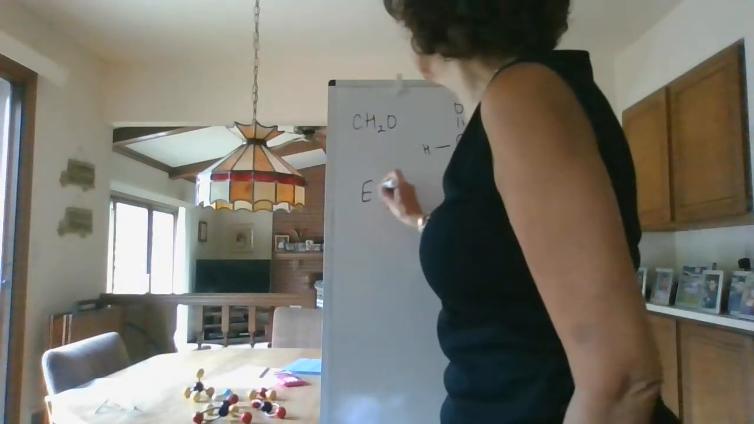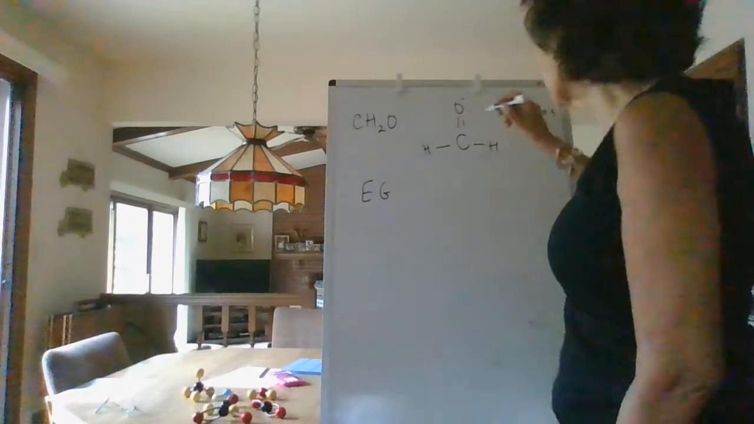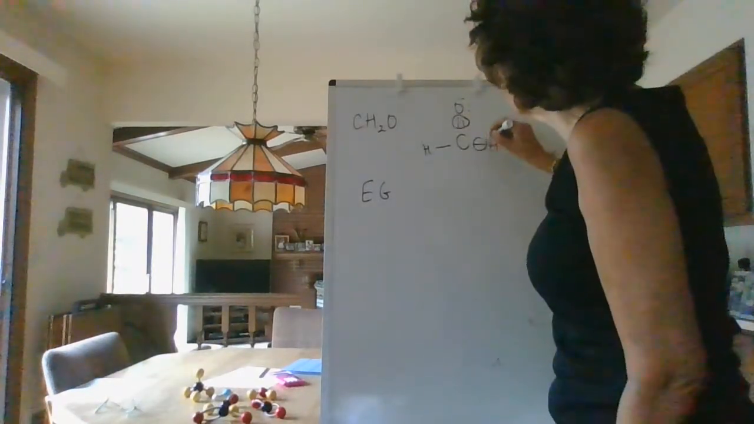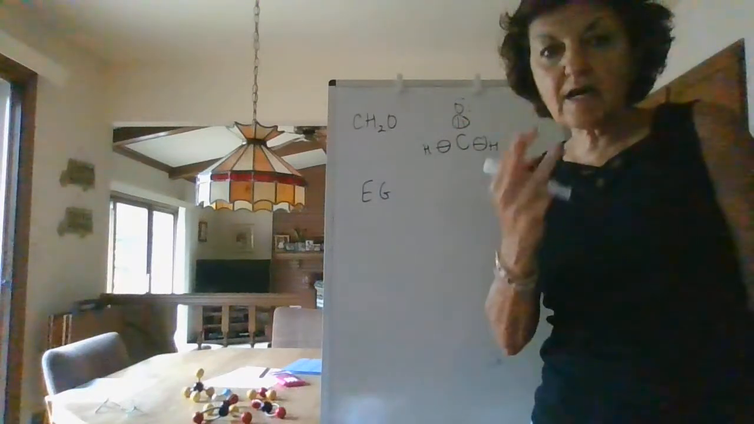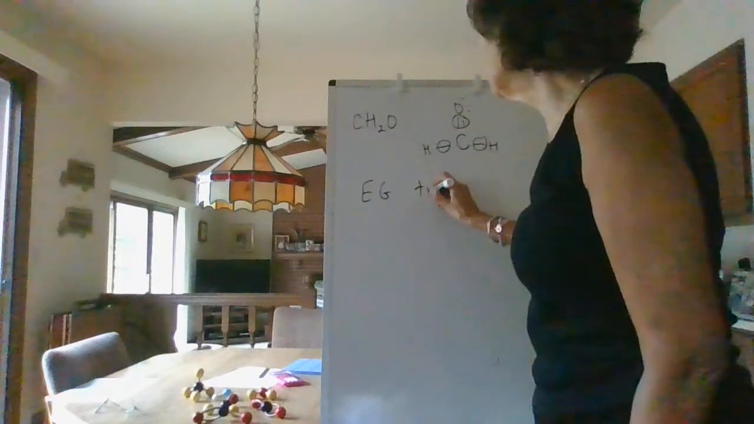All right, so let's go ahead and do the electron arrangement or electronic geometry. Anytime there are three areas, can you see this is one area, two areas, three areas. Anytime there are three areas, this is called trigonal planar.